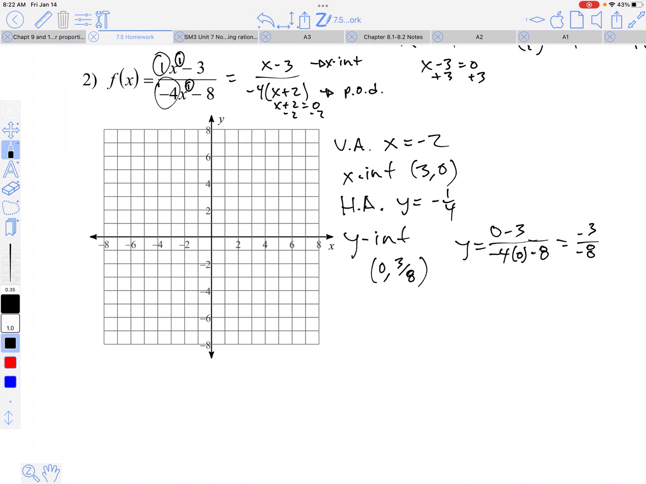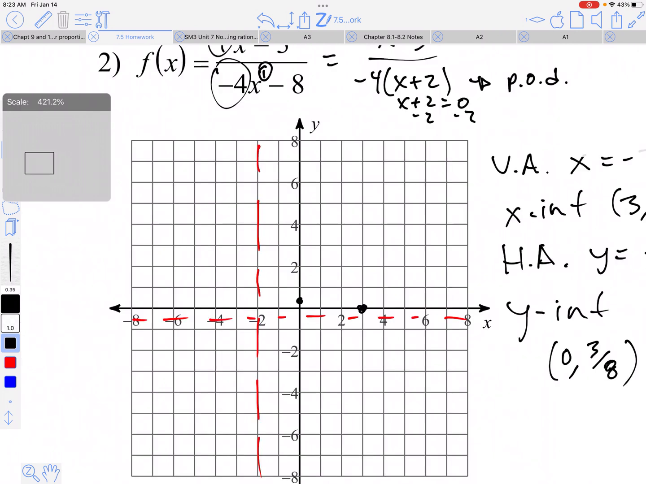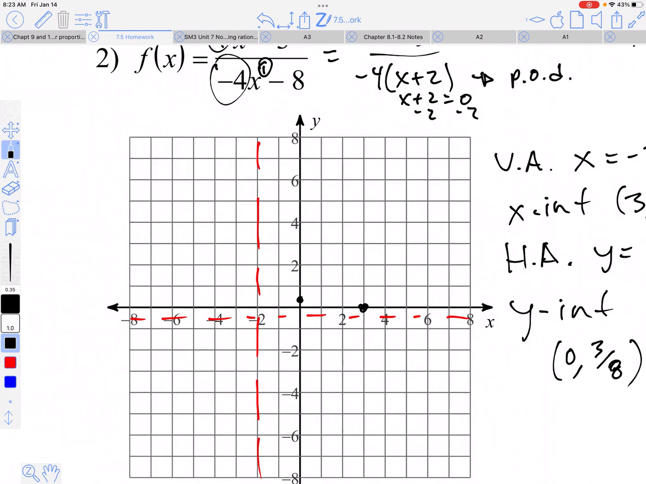Alright, so I'm going to plot my actual points that are part of the graph. So (3, 0), and then 3/8, or (0, 3/8), I mean. And then I like using a different color. You don't have to. I have a vertical asymptote at -2, I mean. The horizontal asymptote at -1/4. Okay, so now remember it's the sketching part. So I'm either going to sketch above and follow the horizontal and vertical asymptote, or below.